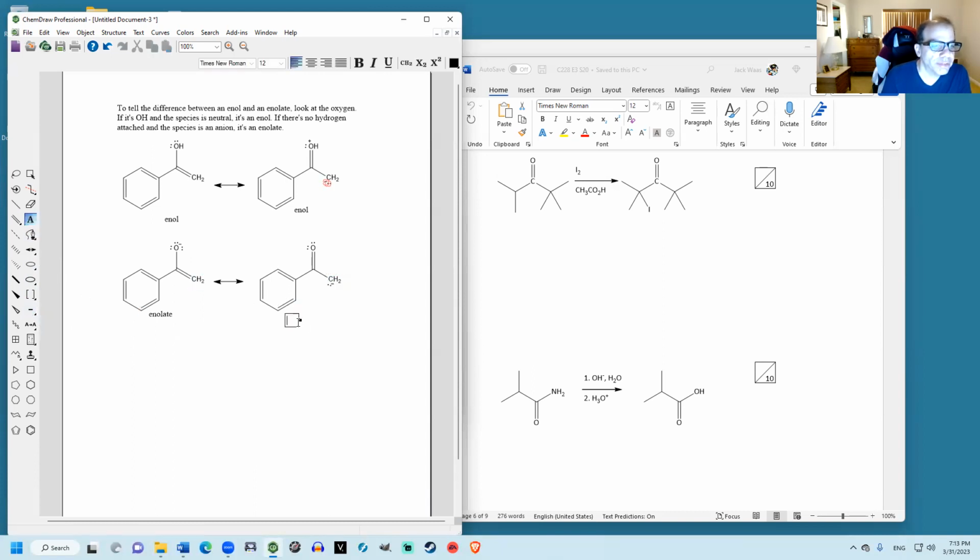Enolate. Other resonance form. There's no H on the oxygen and it's an anion. Make sense? Yes. So to tell if it's an enol or an enolate, look at the oxygen. That will tell you.